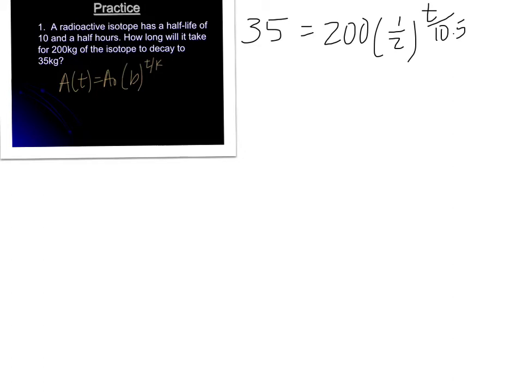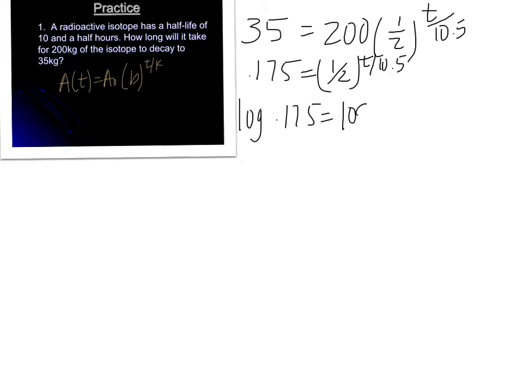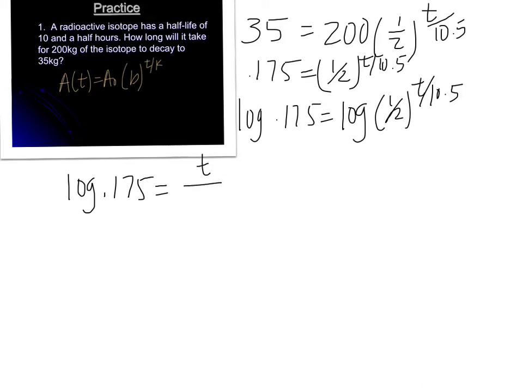The first thing we need to do algebraically is still to divide by 200. So we get 0.175 equals 1/2 to the t over 10.5, and all that is an exponent. When I notice the variable is in the exponent, I know I need to take the log of both sides. So if we take the log of 0.175 and the log of 1/2 to the t over 10.5, I can then take the exponent by the laws of logs and bring that down in front. So I get the log of 0.175 equals t over 10.5, all of that coming down together, times the log of 1/2.